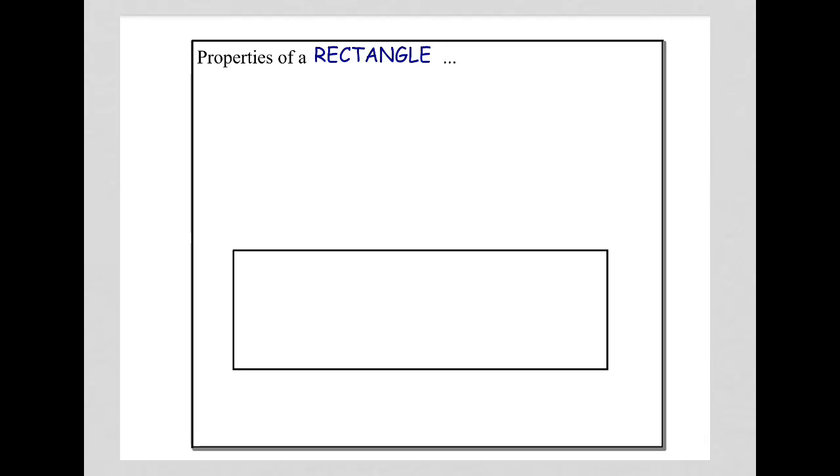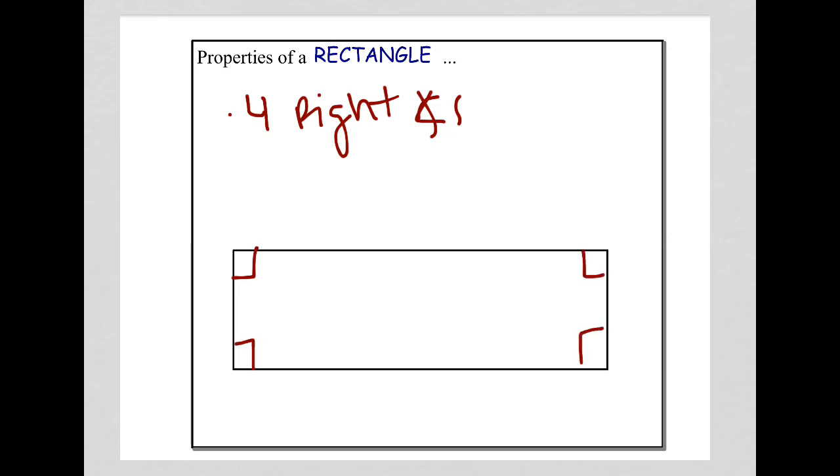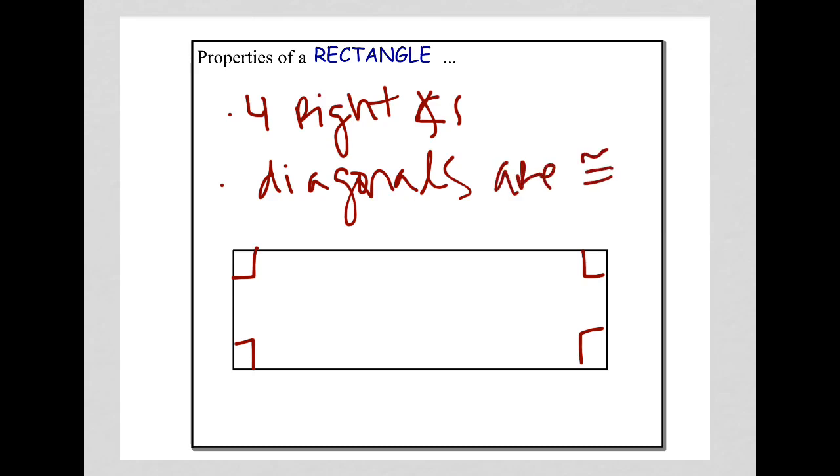So here we have a rectangle. Rectangles have all the properties that parallelograms have, and they also have 4 right angles. So all of their angles are right or 90 degrees, and their diagonals are congruent. So this length is the same as this length.